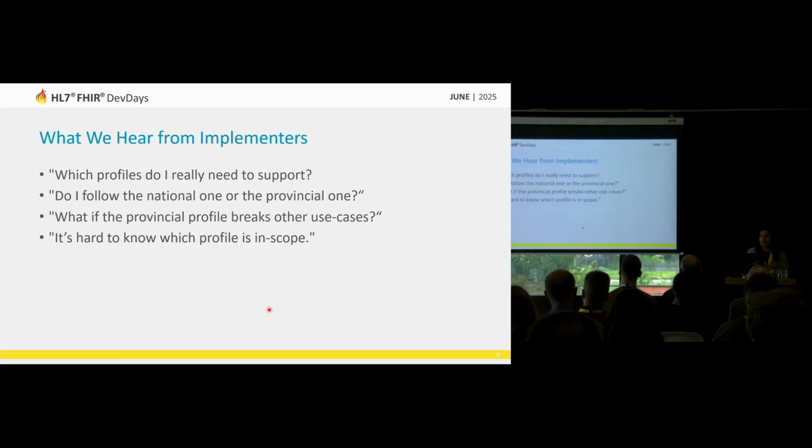So what are we hearing from implementers here? What profiles do I really need to support, right? Do I follow the national one or do I follow the provincial one? And sometimes provincial ones are way ahead of the national ones in the game, right? So in that sense, vendors have already implemented our provincial spec. And at that point, they're thinking, do I do the national implementation or the provincial implementation? What if the provincial profile breaks other use cases? It's hard to know what profile is in scope.